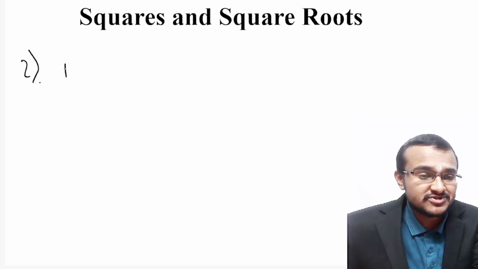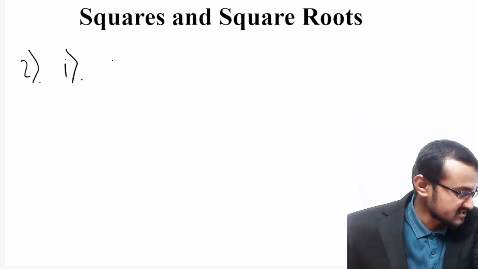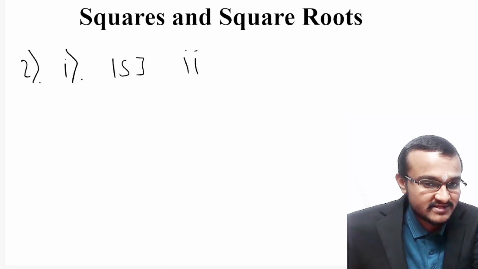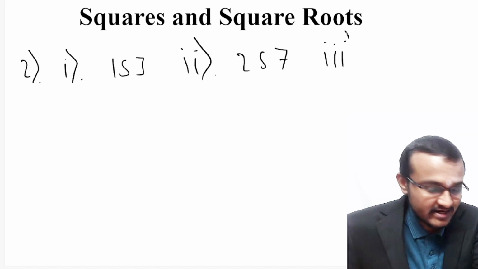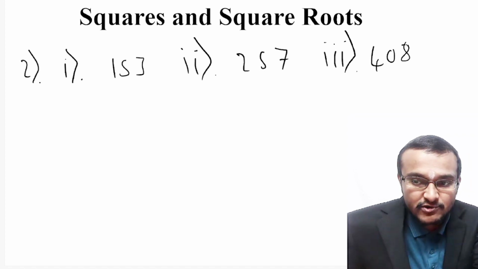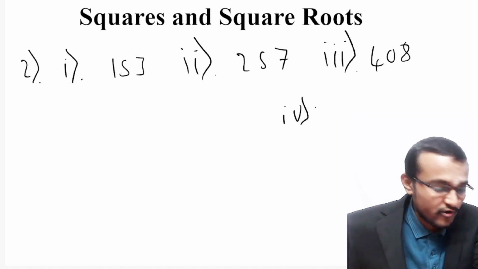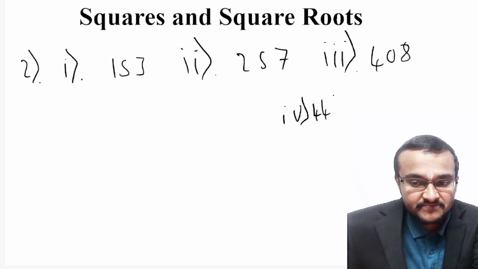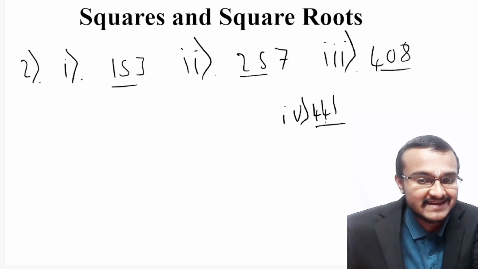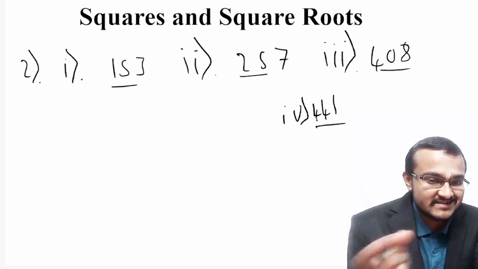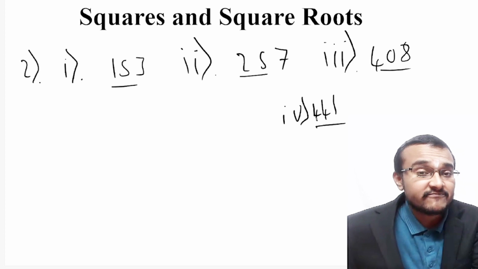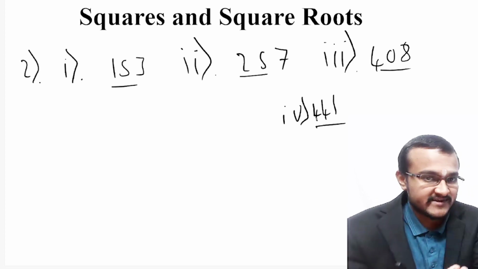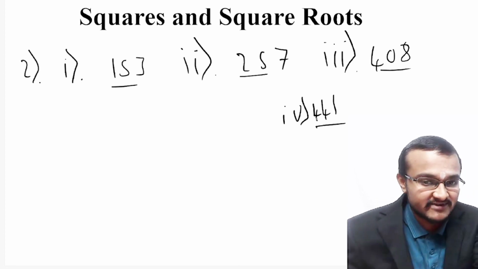So coming to the second question, there again they have given 4 numbers where the first is 153, the second is 257, the third is 408, and the fourth is 441. So these are the 4 numbers which they have given in this second question, and without doing any calculation you should find out whether these numbers are perfect squares or not. So here, which numbers are not perfect squares, that you should identify.